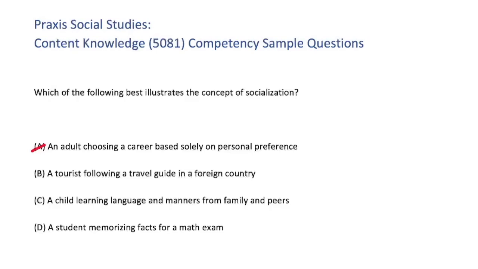Next, we can eliminate choice B. A tourist following a travel guide in a foreign country is situational, not internal learning of a culture. Option D would not be the best choice either, since memorizing facts for a test is indicative of academic learning, not socialization. That means our best option is C, a child learning language and manners from family and peers.